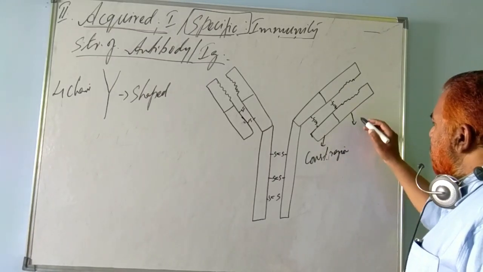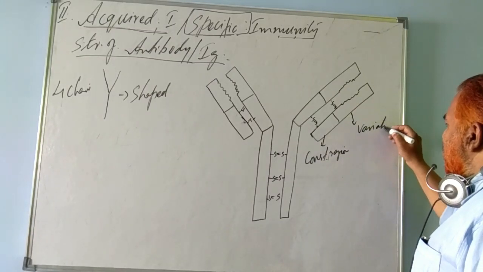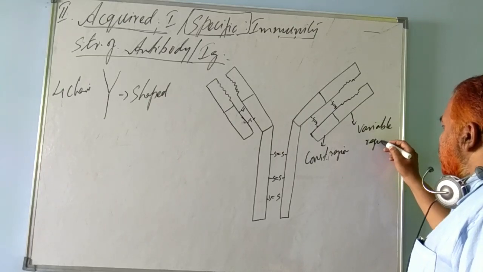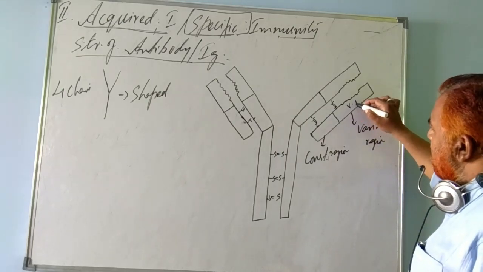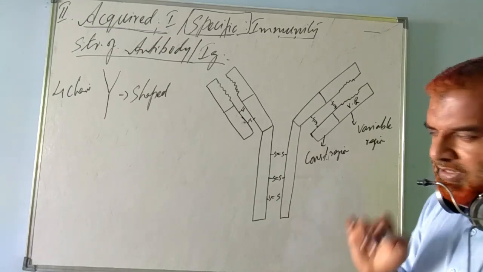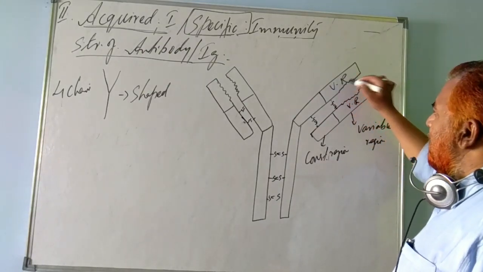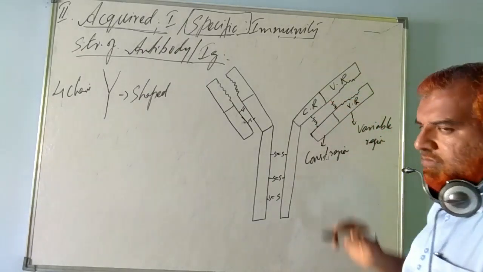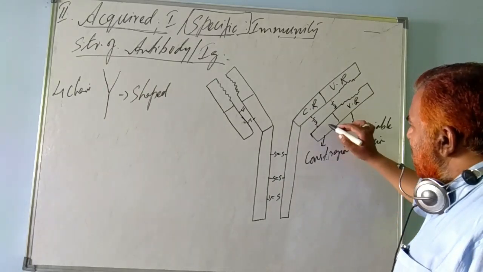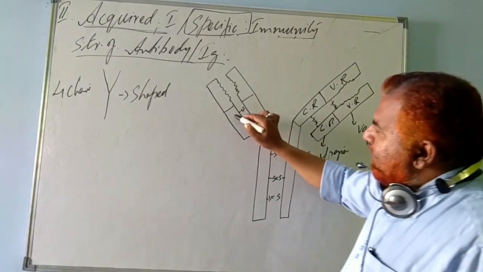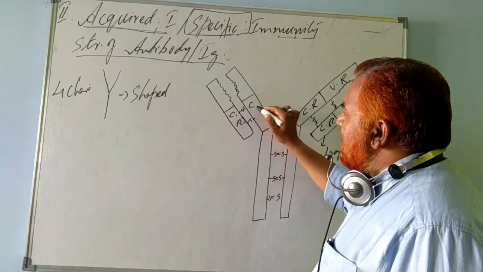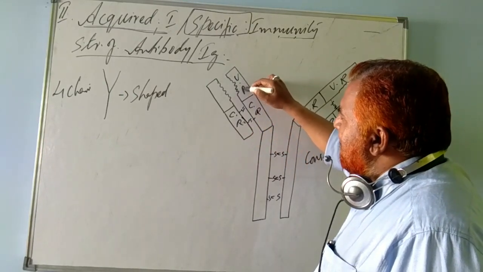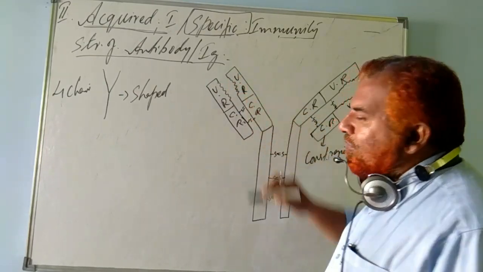Constant region. This is known as variable region. So this is VR, variable region. This is also variable region. CR, constant region. So at the back side it has CR, constant region. Here this has VR, variable region. What do you mean by that?